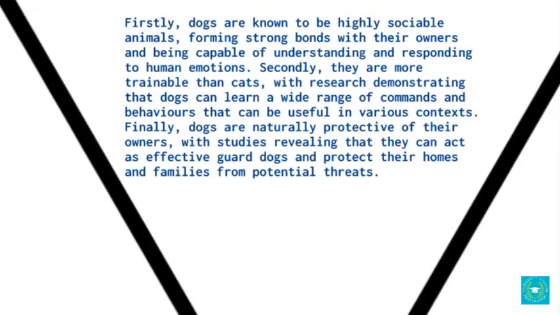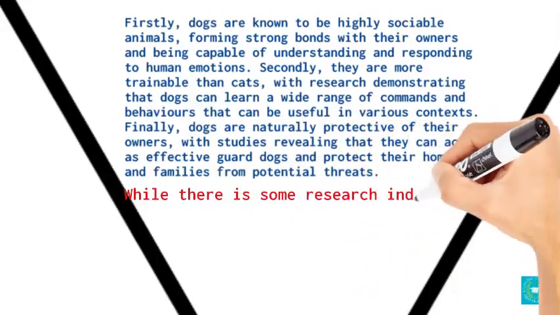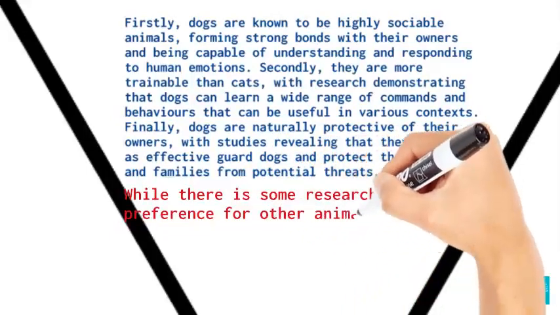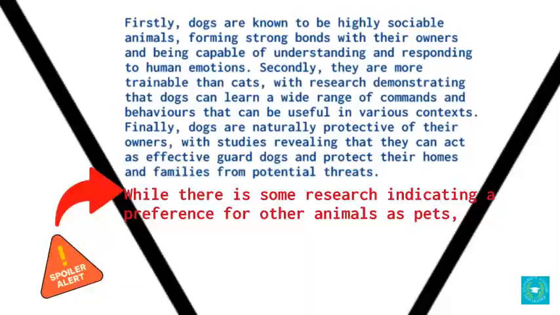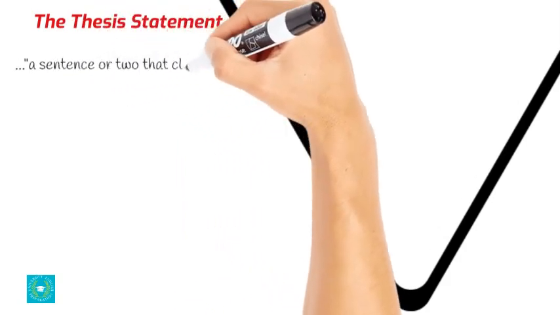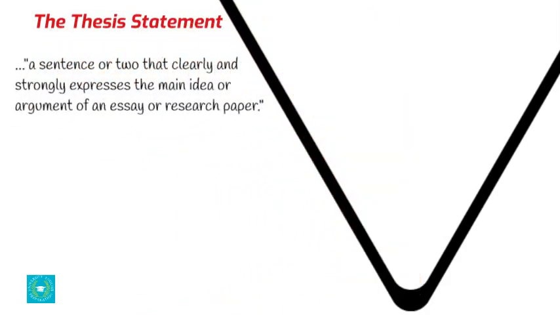For our essay, we're going to give a short teaser to indicate that we do have a counter-argument. While there is some research indicating a preference for other animals as pets, and we're going to use it just before our knockout punch thesis statement. While there's a separate video on strong thesis statements, the final sentence in a funnel-style introduction is a strong statement stating the main argument of your essay.